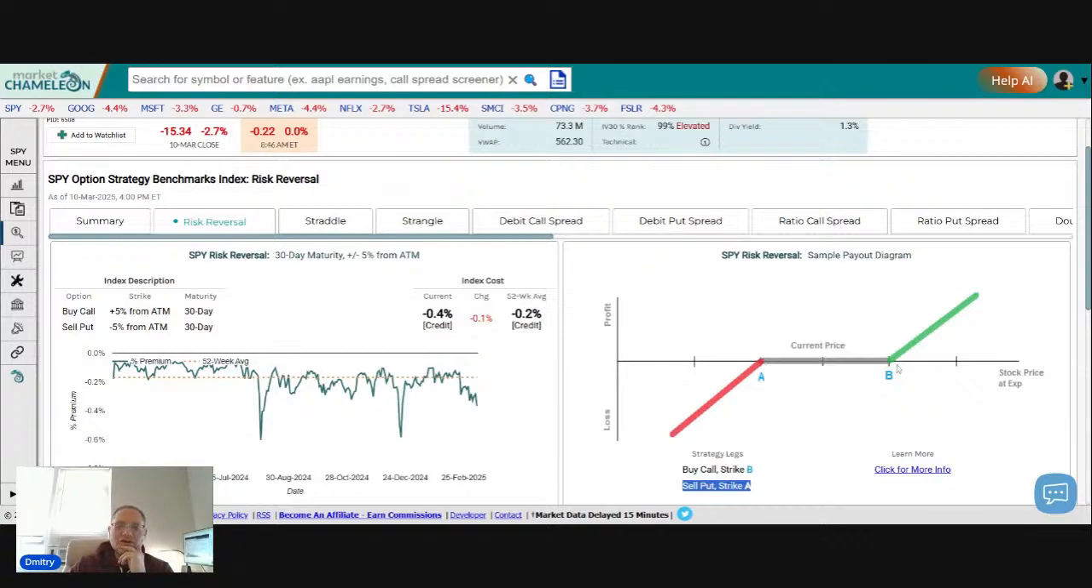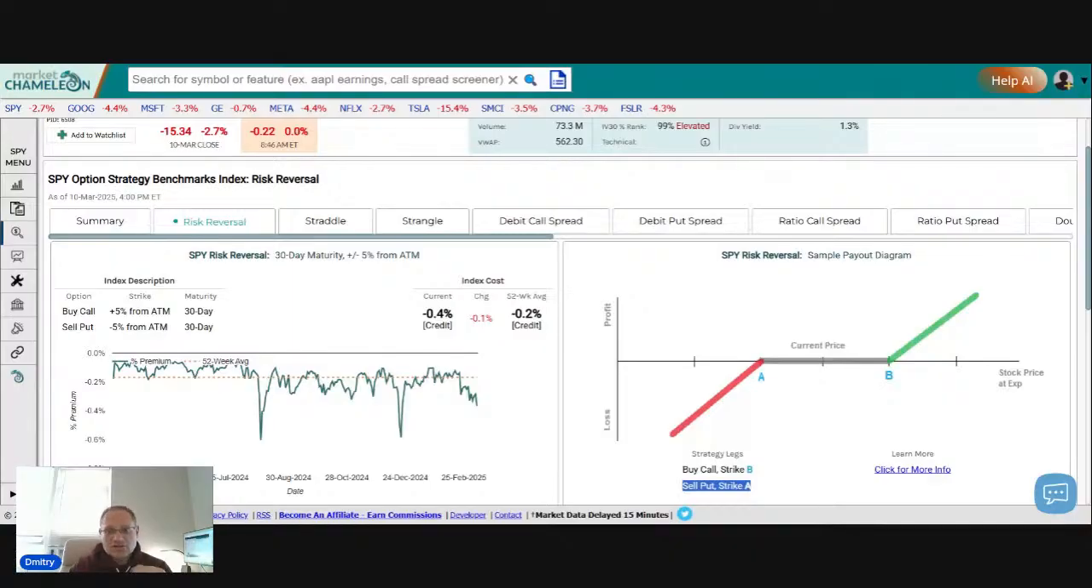Now, this gray area here is in between the strikes. The reason it's gray is that anywhere between strike A and strike B, if the stock expires in between those prices, let's say you have a put at 90 and a call at 110, and the stock expires somewhere in between 90 and 110, let's say 100. Well, the put will be worthless, it's out of the money. The call will be worthless, it's out of the money. So the profit or loss will depend on what you paid for that strategy.